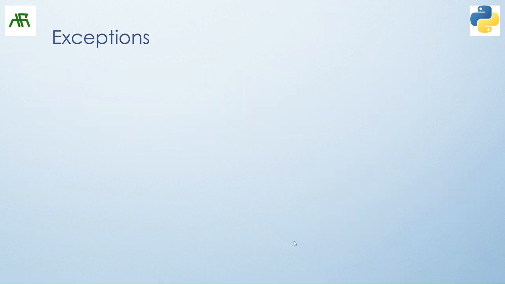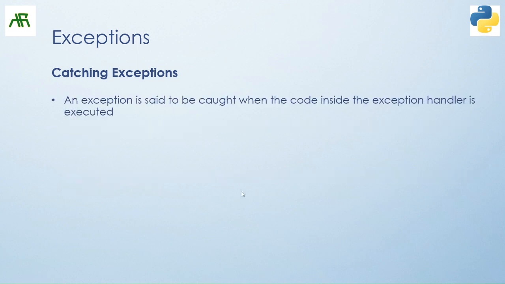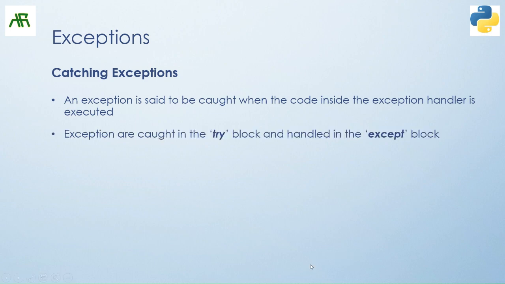Now let's look at catching the exception. We saw earlier that executing the code within the handler is called catching the exception. Let's see how it is done. An exception is said to be caught when the code inside the exception handler is executed. Exceptions are caught in the try block and handled in the except block. There is a try and except combination provided by Python, where you try to do something, except in case of something happening, do this.